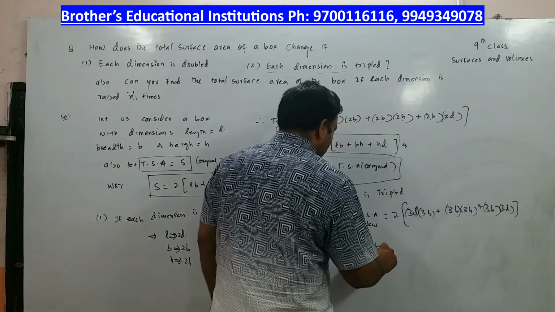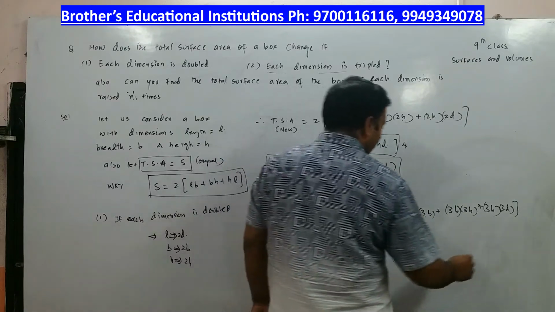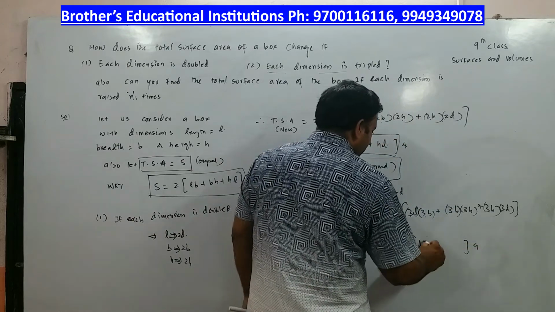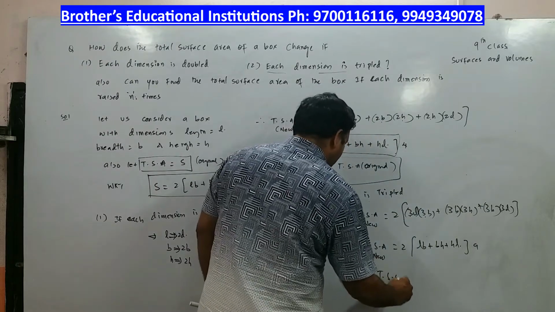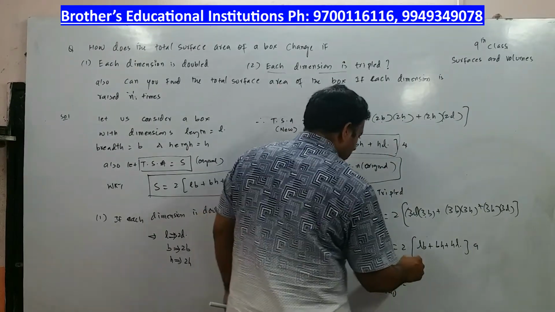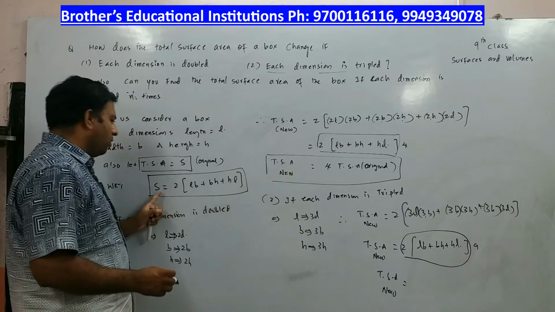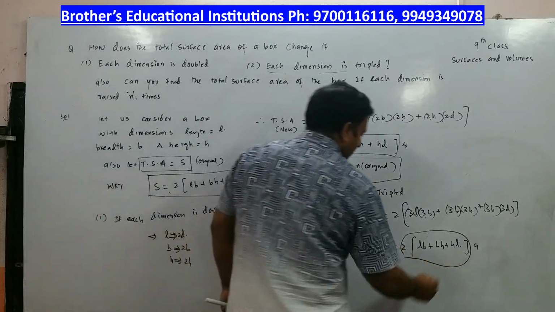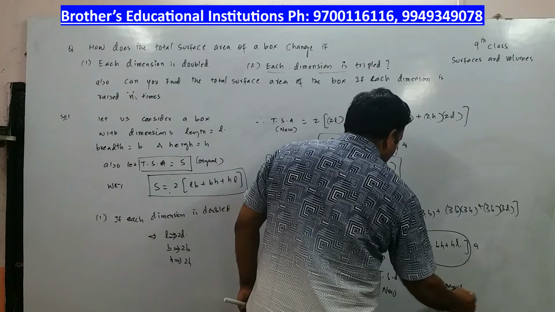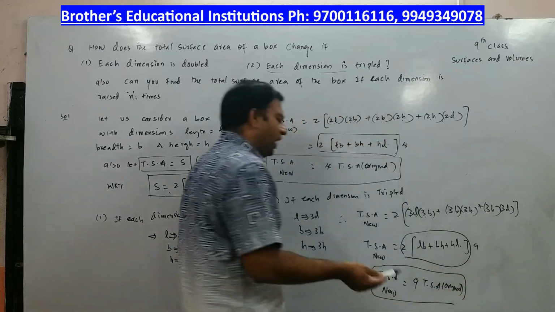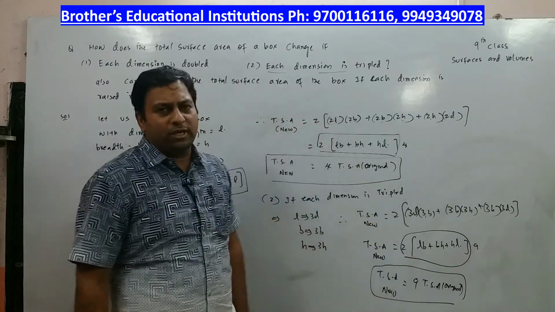So total surface area new is equal to 2 times, 3 3s are 9. So I can take 9 common and you will get LB plus BH plus HL. This part is nothing but the original total surface area. So now this is 9 times the original total surface area. So the question was, how does the total surface area change if you triple it? When you triple the dimensions, the total surface area will be 9 times the original total surface area.